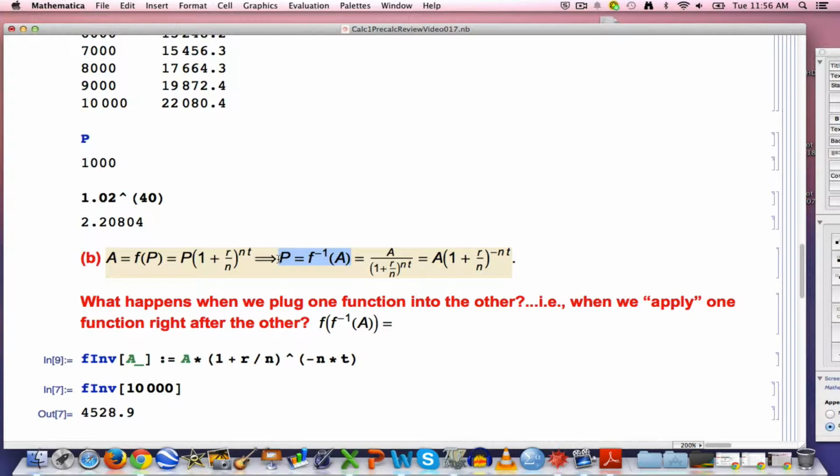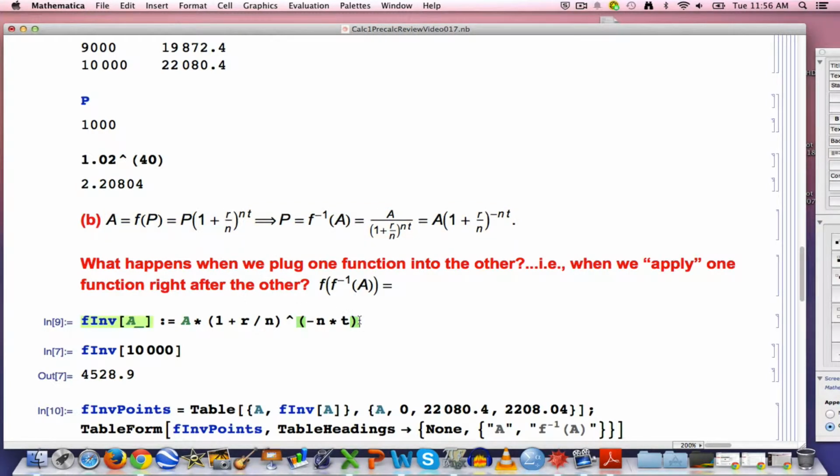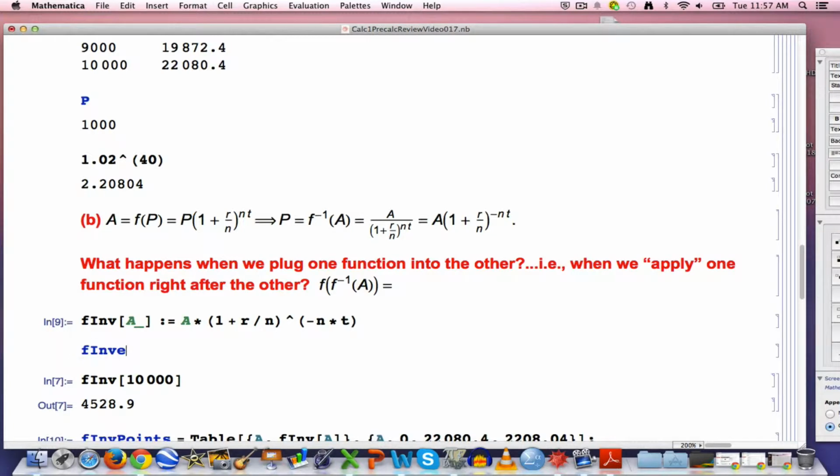You do not want to swap the a and the p around here. That would be a bad idea because they have specific meanings, p being the principal and a being the accumulated balance. If you swap them, then the meaning would change. Do not swap them here. I can enter that function here as well. I can confirm it's entered. I'm typing it as f_inv.